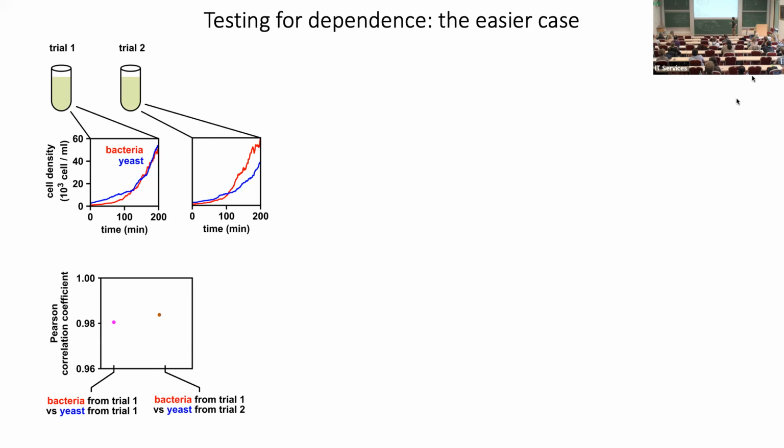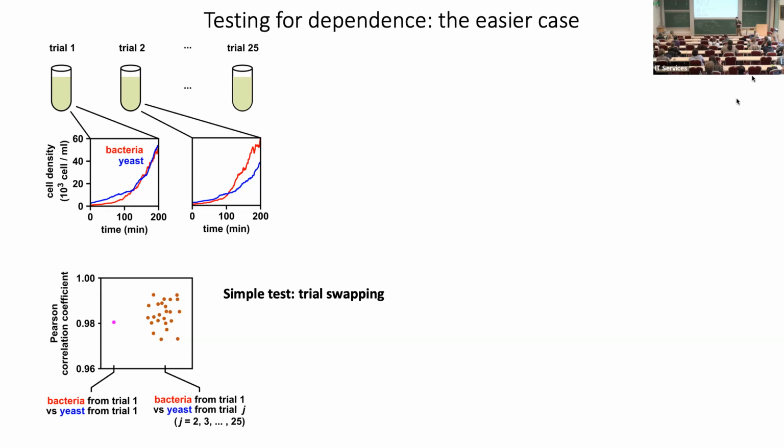And so, in fact, if I have a lot of test tubes, I can correlate the bacteria from trial 1 to the yeast from a lot of other trials, and that's plotted here, and you can read it off here if you want. And so I end up with a bunch of these null correlations.